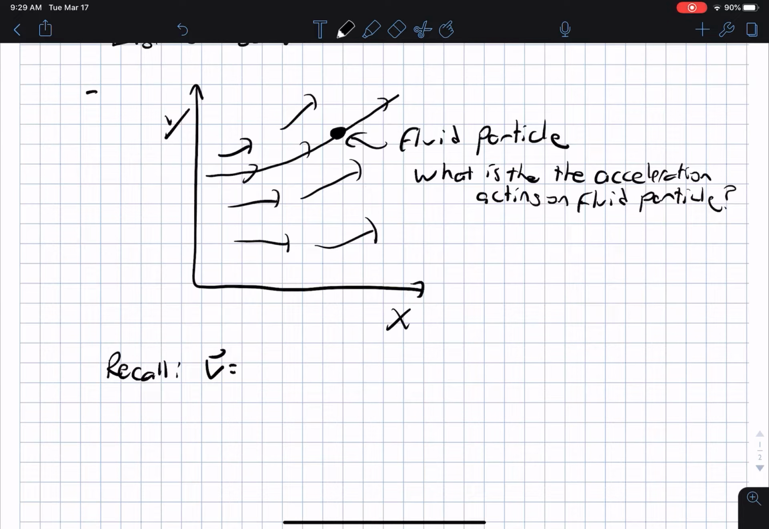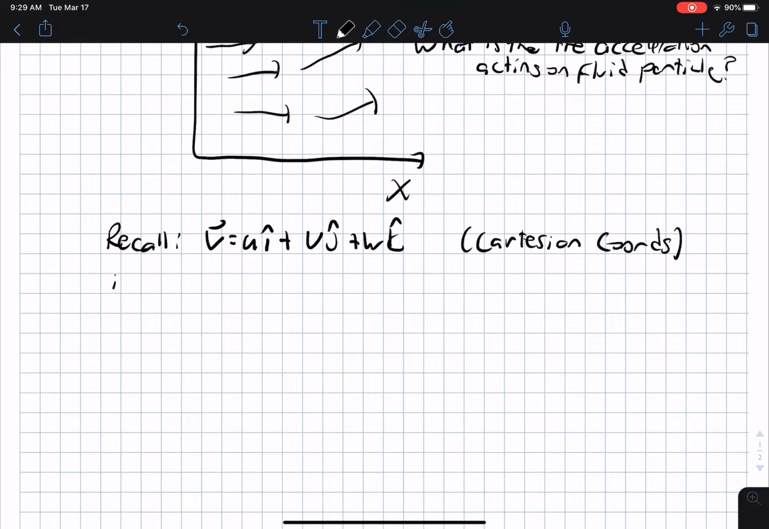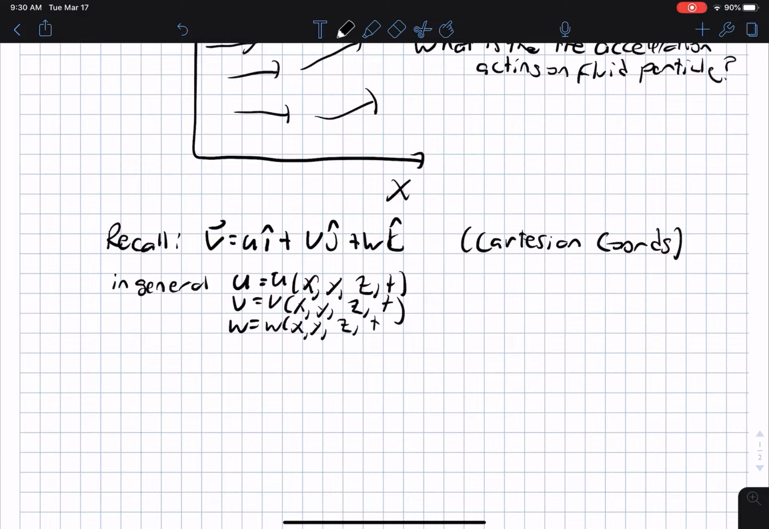But recall that the velocity vector is given by u i hat plus v j hat plus w k hat in Cartesian coordinates. And in general, u is a function of space and time. v is a function of space and time. And w, which is the z component of the velocity, is also a function of space and time.